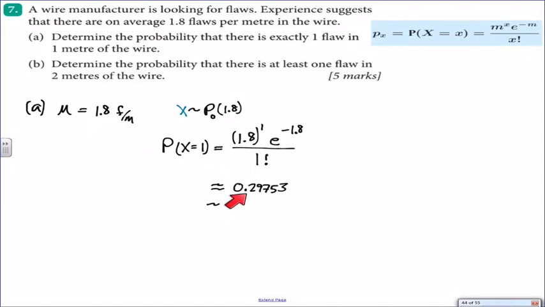And that turns out to be 0.29753. So there is almost a 30% chance that there will be exactly one flaw in every meter of wire, which means this manufacturer is not doing a very good job.